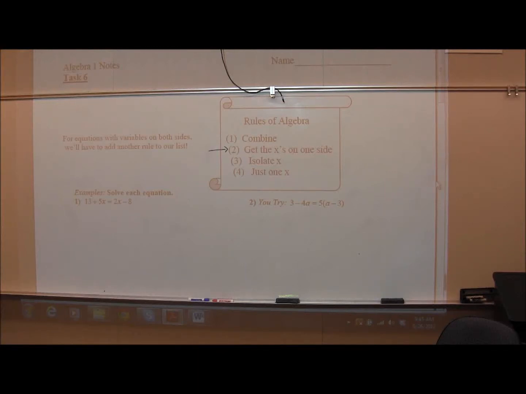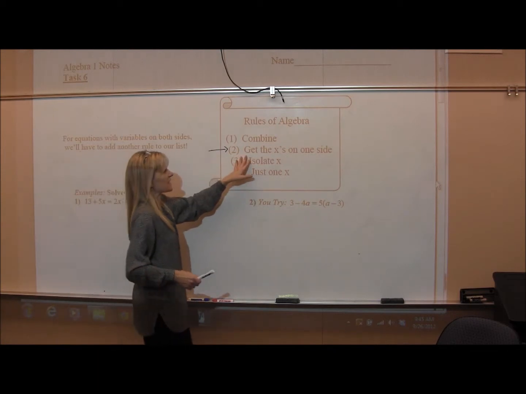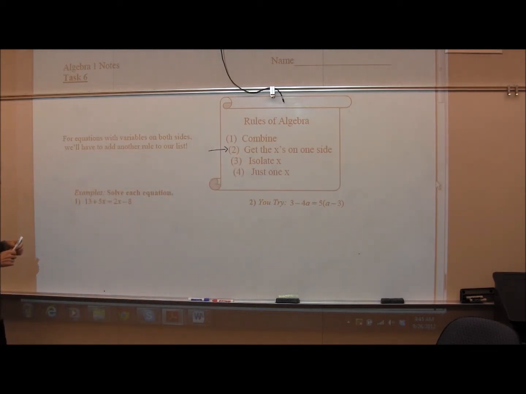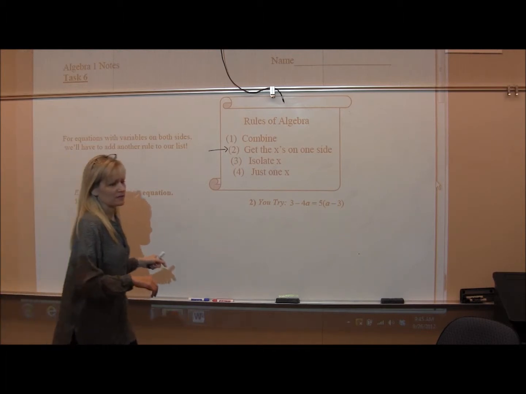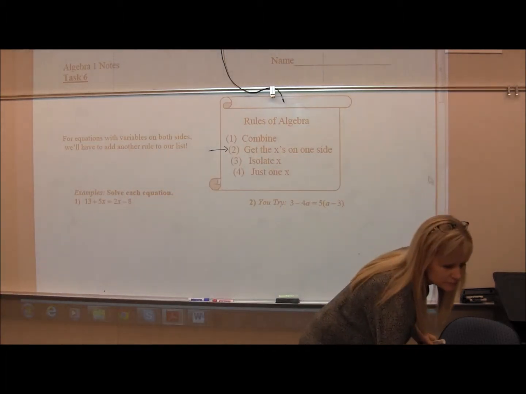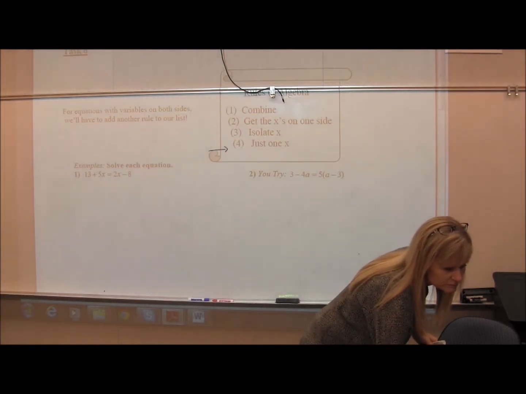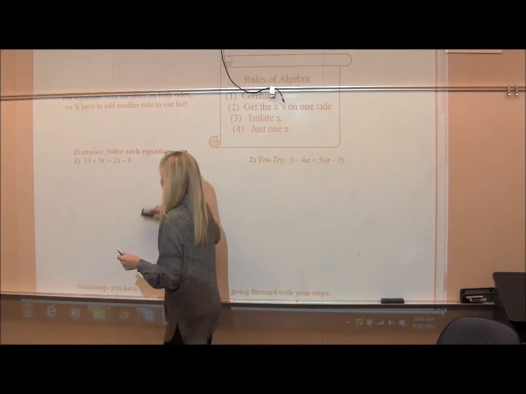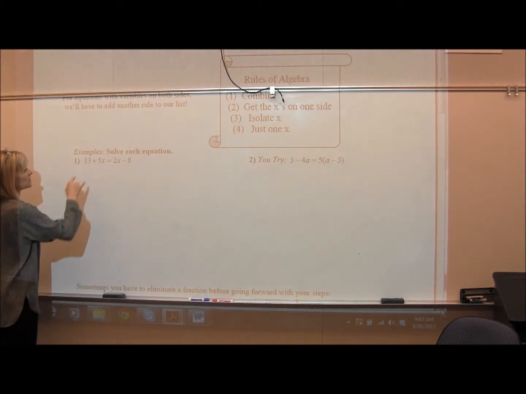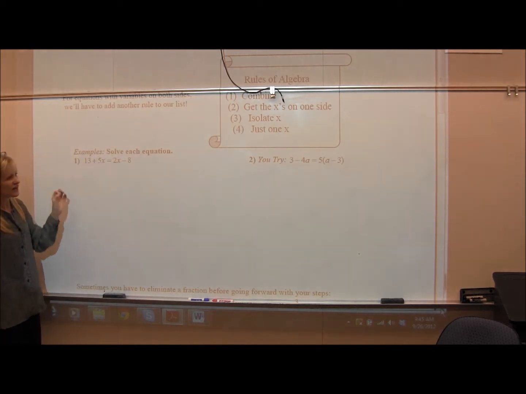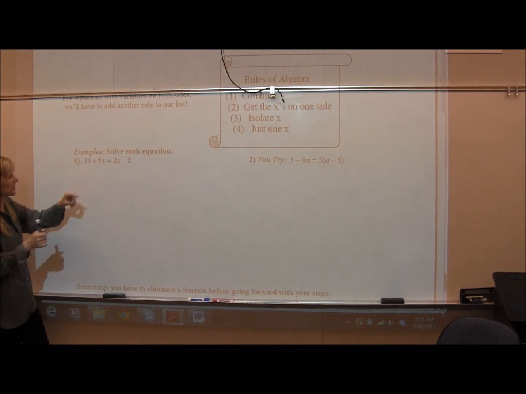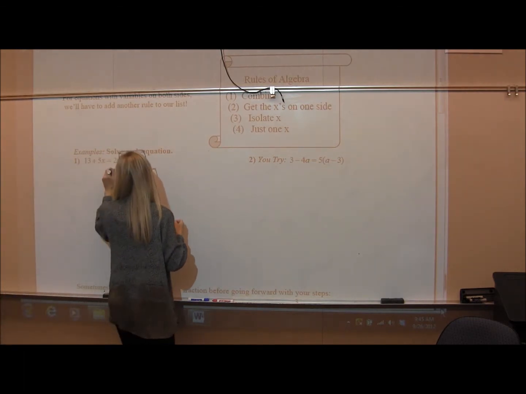So what I was saying is that we just added a rule about getting all the x's on one side. This should be something you've seen before, but we'll go over it. Let me go ahead and move these up. Okay. So to get all our x's on one side, typically, not always, but typically I'll take the smaller one and subtract it from the larger one. So I'm going to subtract 2x from both sides.